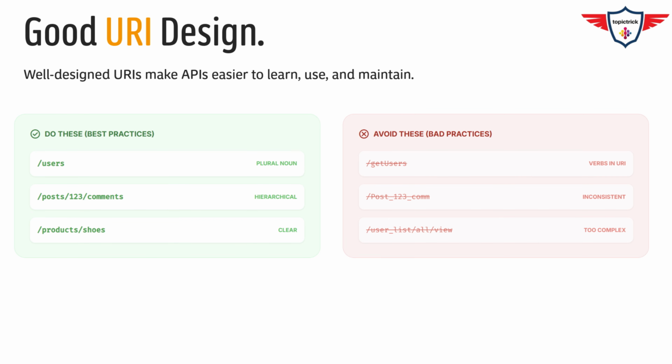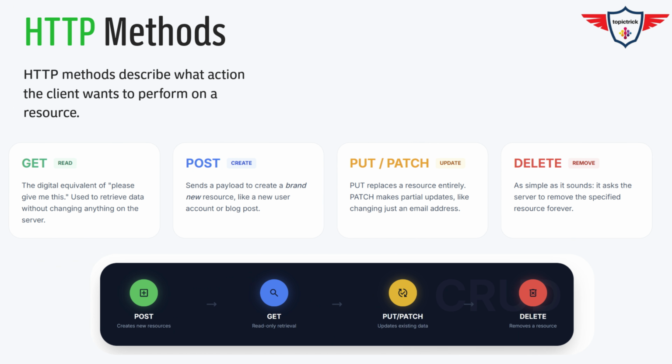Now that we know what a resource is and how it's identified, the next question is how we interact with it. This is where HTTP methods come in. HTTP methods define the action the client wants to perform on a resource. The most common HTTP method is GET. GET is used to retrieve data from the server. When you send a GET request, you're saying, "Please give me this resource."